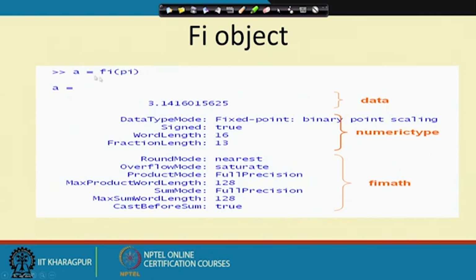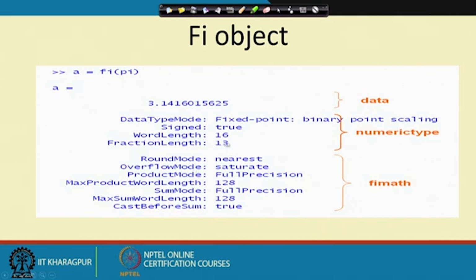Okay. So, A equals fi of pi, where pi is the pi function. The value will be something like 3.1416015625. Here the data type mode is fixed point binary point scaling, signed is true, word length is 16, and fractional length is 13.